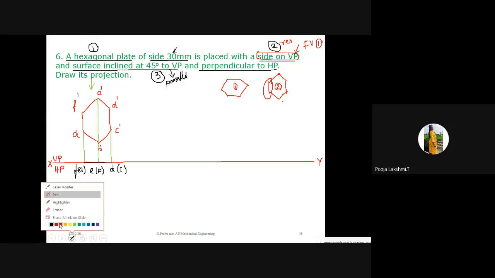What do I need to draw next? Inclined position. Okay, now I am coming to the inclined position. It is given very clearly: it is inclined 45 degrees to VP. If it is given as VP, do I have to draw the inclined position for the front view or the top view? Top view.